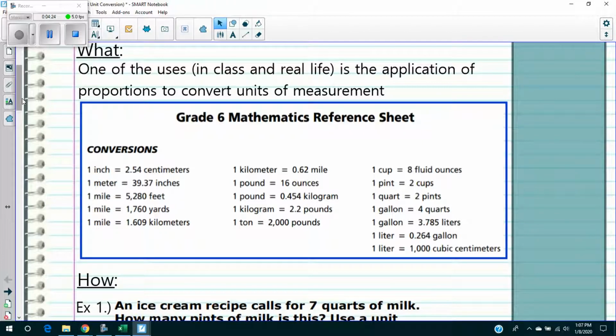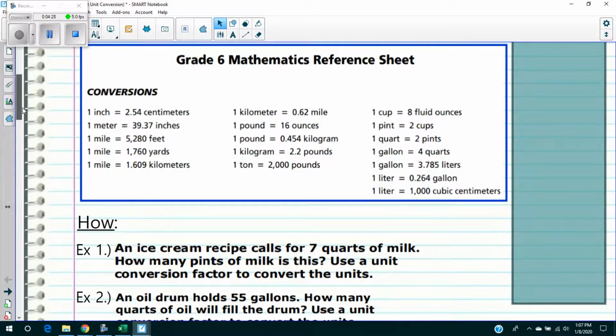So let's start off with something easy. Number 1. An ice cream recipe calls for 7 quarts of milk. How many pints of milk is this? You see how they switch quarts to pints? If I were you, I would highlight that. I would underline quarts in one color and pints of milk in another, just so you know what you're looking for.